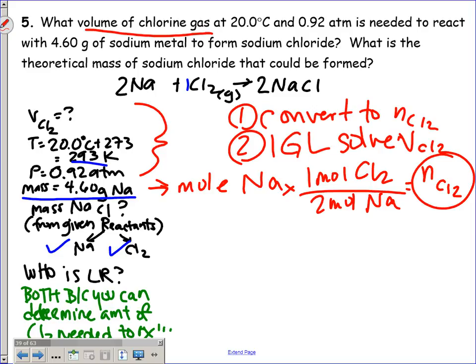So at this point in time, what do you guys want to do if you're going to go simply to mass of sodium chloride? Do you care who you start with, either this one or this one? It doesn't matter because you made them equivalent, so they're both the LR, they both run out at the same time. Either one will work for you. Most of you probably started with your original. You may have taken your 4.6 grams of sodium to moles, just like you did here, and then you could have gone all the way over here to sodium chloride.